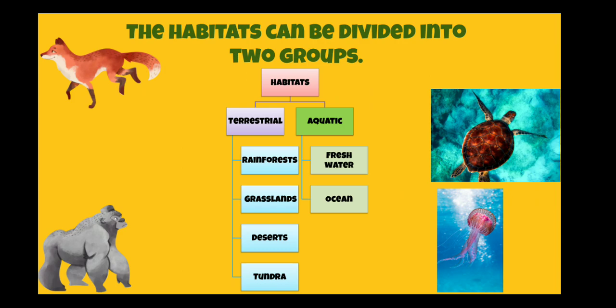The habitat can be divided into 2 groups, and we already know what terrestrial and aquatic habitats are. There are some kinds of terrestrial habitats which we are going to study in this lesson: rainforests, grasslands, deserts, and tundra. And the aquatic habitat can be freshwater habitat and the ocean habitat. The ocean, as you know, is salt water, and lakes and rivers are freshwater habitats. So we are going to study these 6 different kinds of habitats, and we will also talk about urban habitats, which means habitat of the city.